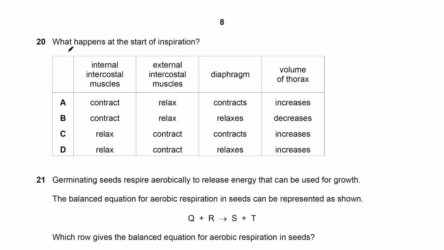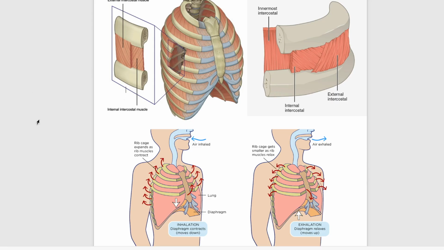Let's do question number 20. What happens at the start of inspiration, of inhaling? Now, for the internal intercostal muscle, the external, and the diaphragm, also the volume of the thorax or the thoracic cavity. To remind you, let me take you to this diagram. Very simple and easy. The inhalation process is the left picture, not the right. The right is the exhalation.